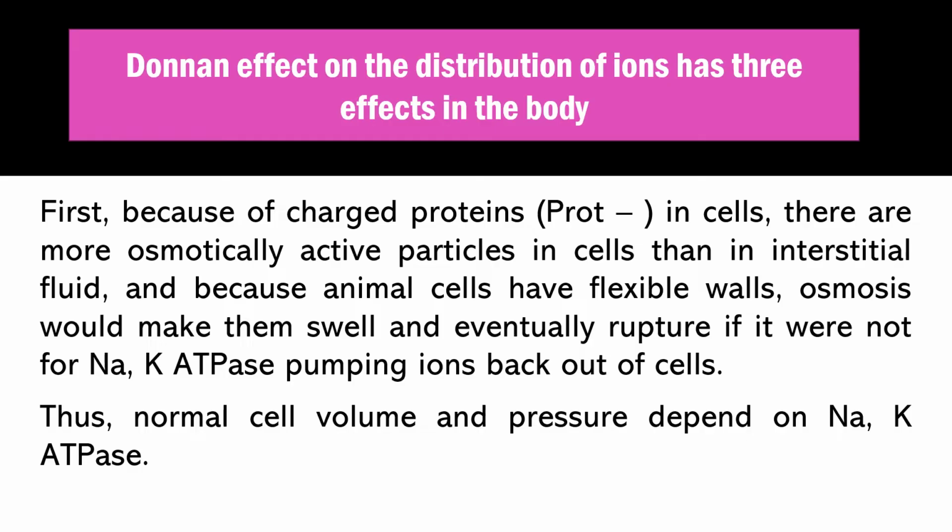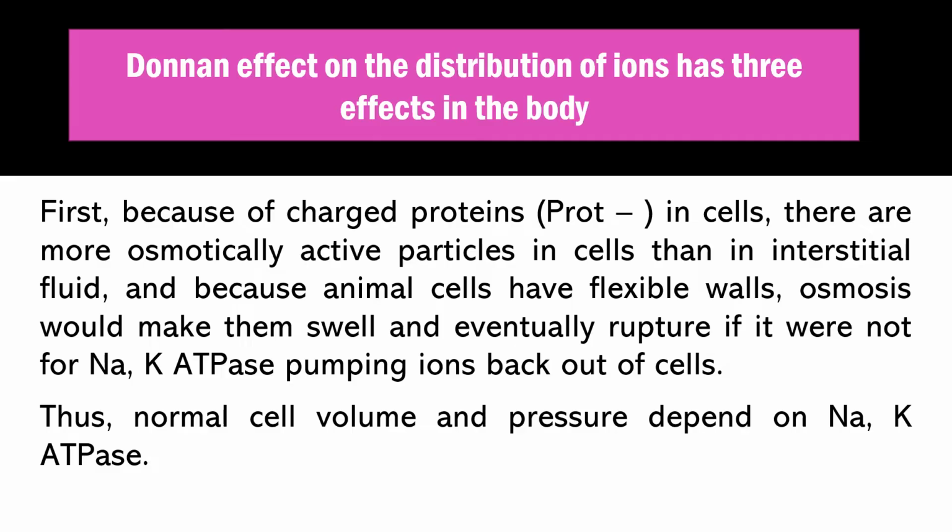So the Donnan effect on the distribution of ions has three major effects on the movement. Okay. First, because of charged protein in cells, there are more osmotically active particles in cells than in the interstitial fluid, and because animal cells have flexible walls, osmosis would make them swell. We know that when the chloride comes inside, it will drag the potassium, then more osmotically active particles, so water will come along with it.